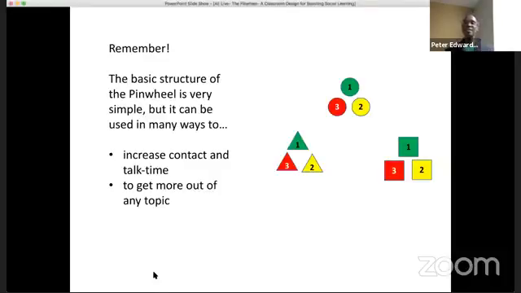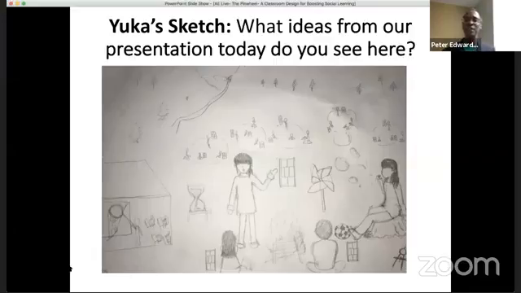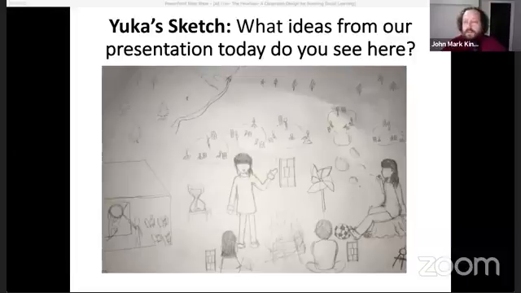Let's look at our last slide. It's a sketch that one of my old students, Yuka, drew, that is her expression about how our classes work. Can you and any of the participants see anything in the sketch that you remember from what we've done today? Well, I wonder what our participants see, but I definitely see lots of students talking at the same time and sharing their own opinions.